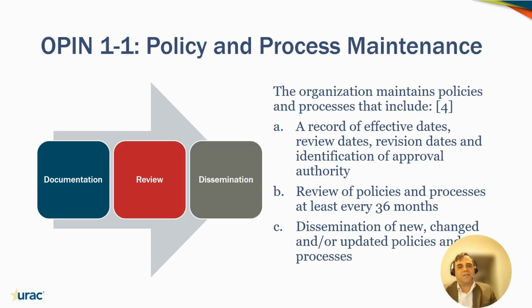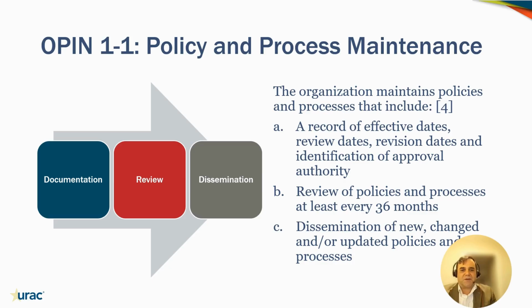Digging into the policy and process maintenance aspect, we have Opine 1-1. You may already be familiar with this standard as it has been around for a long time. But for those of you who don't know the standard, Opine 1-1 requires your organization to maintain its policies and process documents. There's three aspects to this. From the diagram on the left, you can see that they are documentation, review, and dissemination.